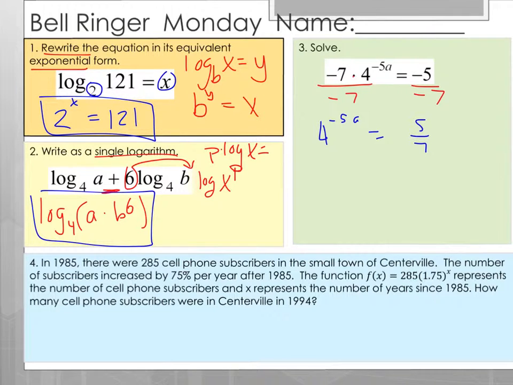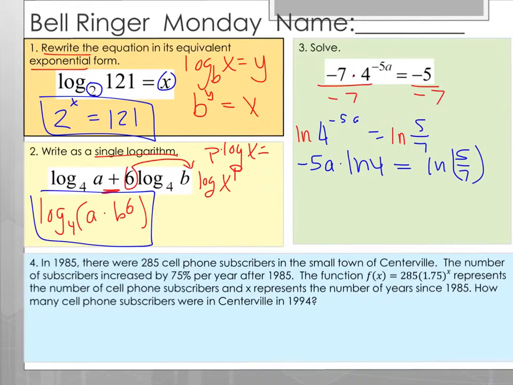Then I want to get the variable a out of the exponent. I can do that if I'm going to go ahead and take the log of both sides. In this case, we can just take the natural log of both sides, and that will work. And so now we can use our power property, which says, hey, now I can multiply our log by what was in the exponent. So our exponent was -5a. That will be multiplying ln of 4, and that's equal to ln of 5/7.